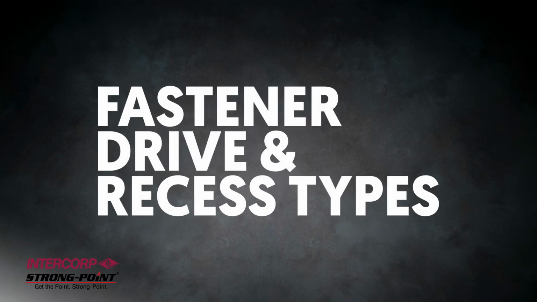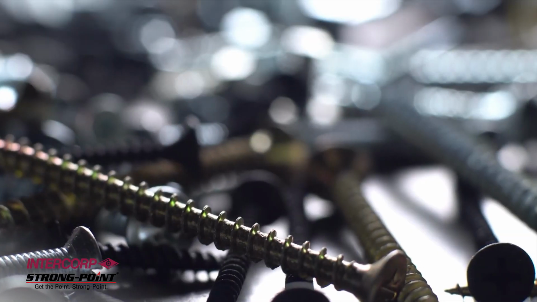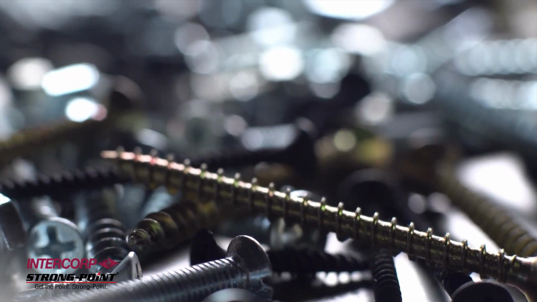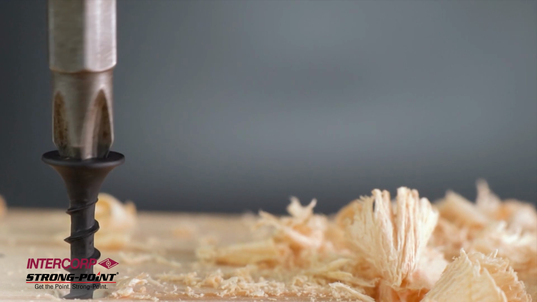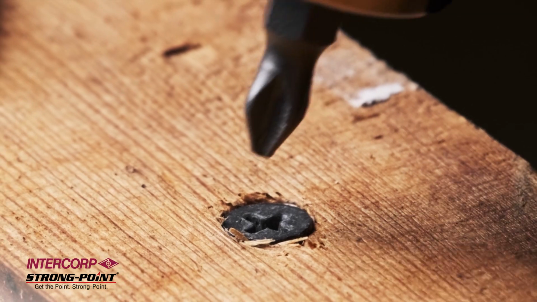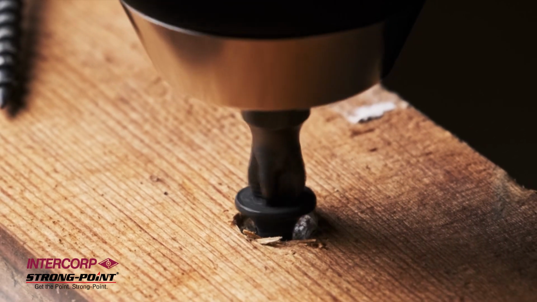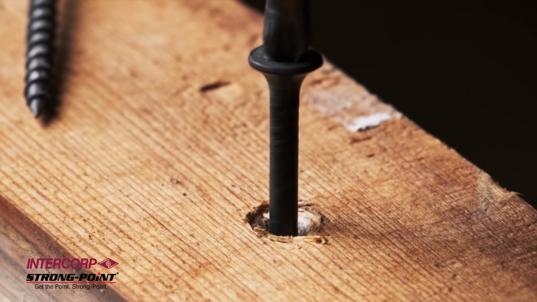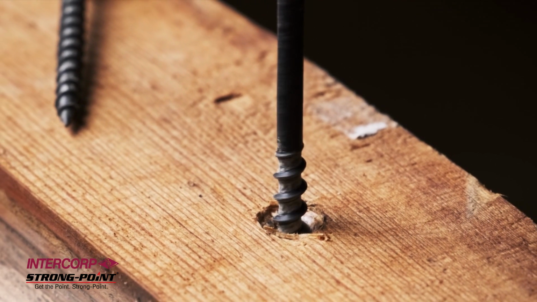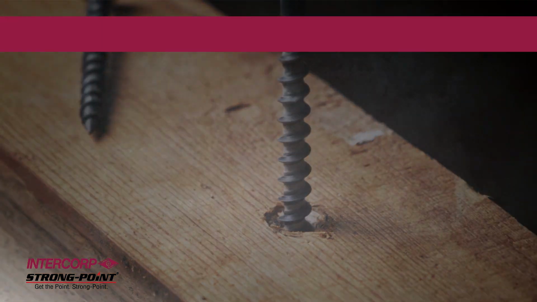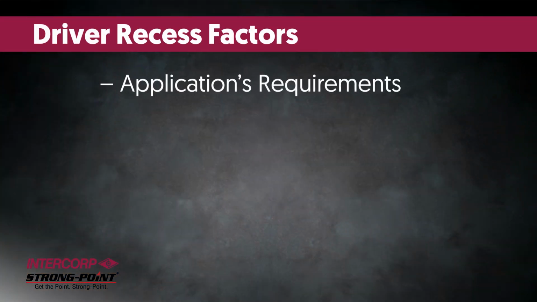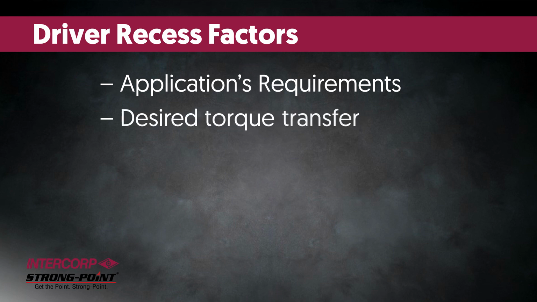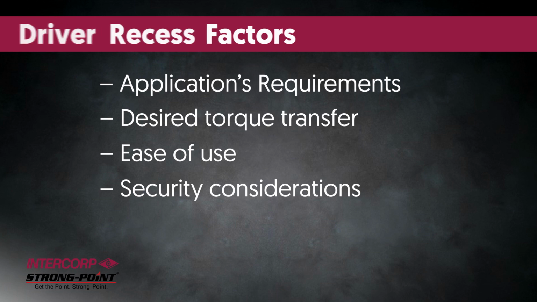Fastener drive and recess types. Fastener drives and recesses refer to the shapes or profiles of the indentations on the head of a screw, bolt, or other types of fasteners. These drives and recesses are designed to accommodate specific types of driver tools, drills, screwdrivers, etc., for proper installation and removal of the fastener. The choice of drive or recess depends on factors such as the application's requirements, desired torque transfer, ease of use, and security considerations.